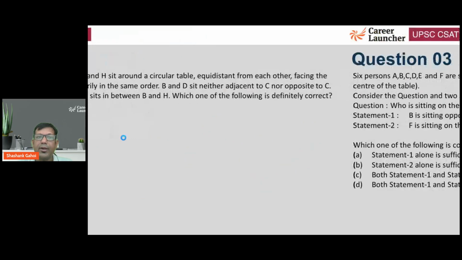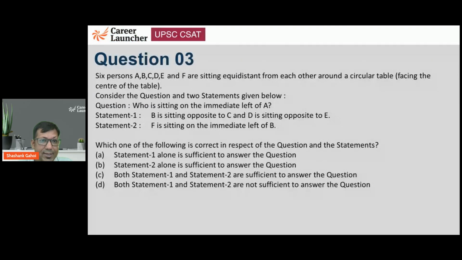Okay. Now let's move on to the next one. It says it is a question of data sufficiency. In a question of data sufficiency, our job is to figure out how we can get the answer by using statement 1 and statement 2. It's just an open-ended question: who's sitting immediate left of A? There are 6 people, A, B, C, D, E, F.